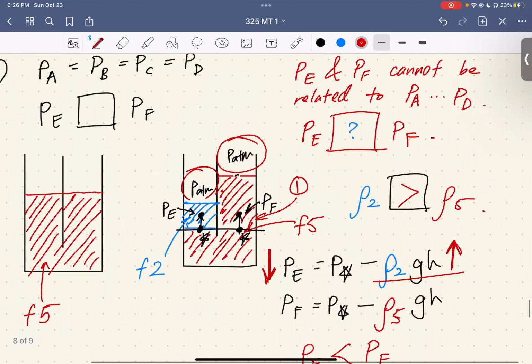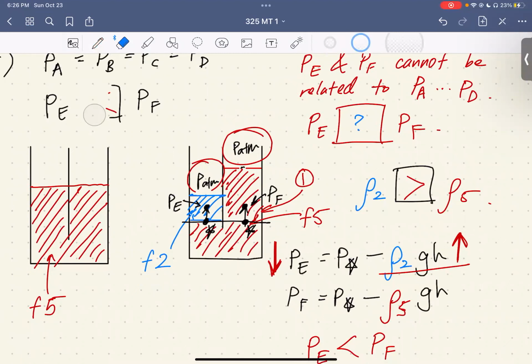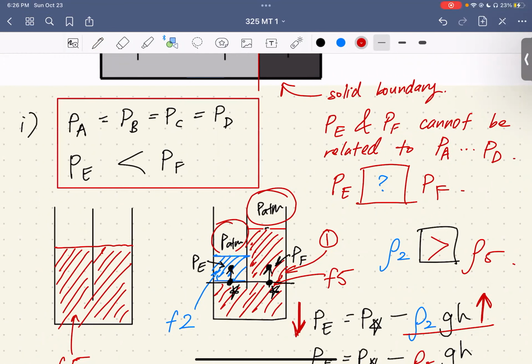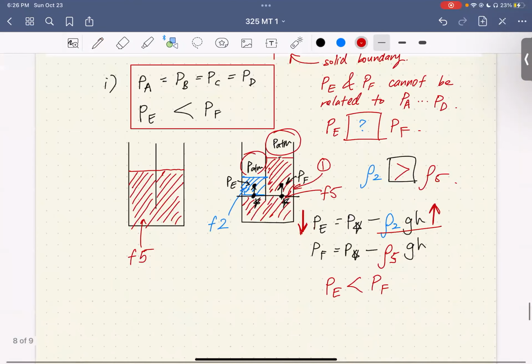So let's finish this off right here. We know pressure E is less than pressure F. Great, would you look at that? We already have our answer for part 1. I hope everyone is following along so far. Let's move to part 2.